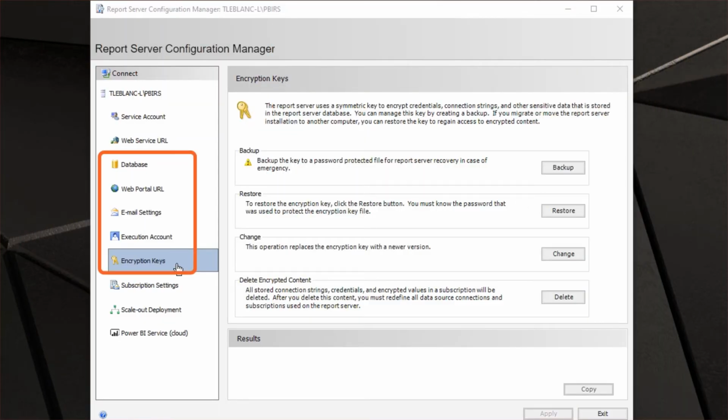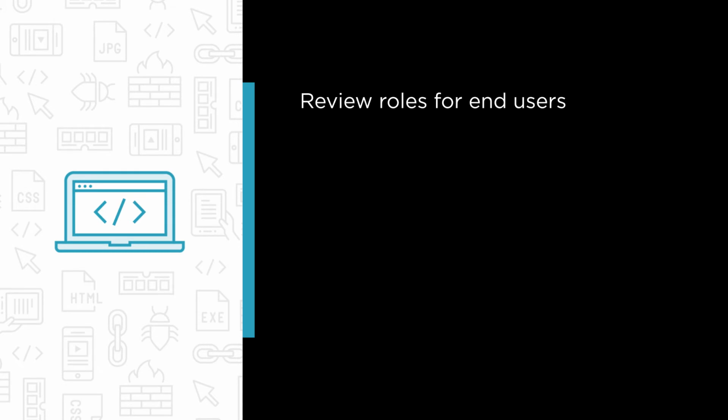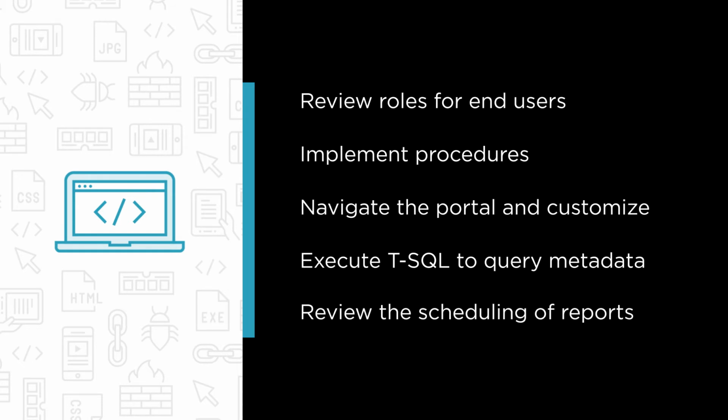The database needs to have an encryption key with a backup in case a new server is needed for the portal. In this course, we're going to: 1. Review roles for end users and folder permissions. 2. Implement procedures to increase report rendering times. 3. Navigate the portal and customize the colors and logo. 4. Execute T-SQL to query metadata about the deployment. And 5. We'll review the scheduling of reports and their execution.